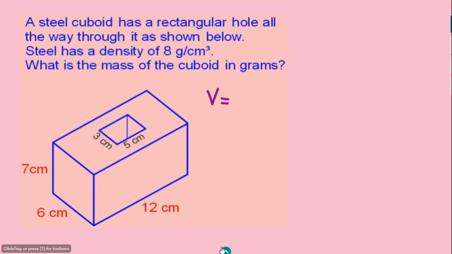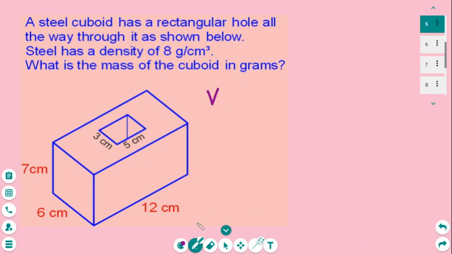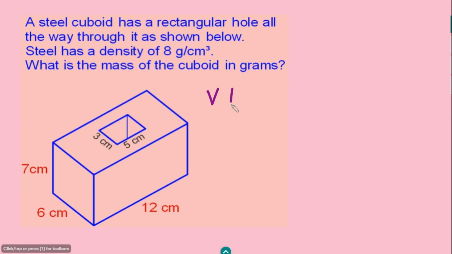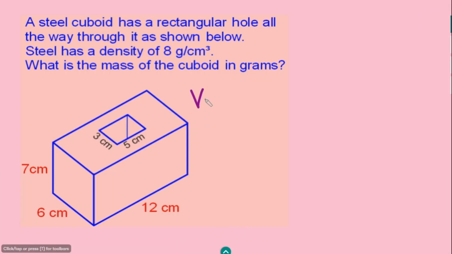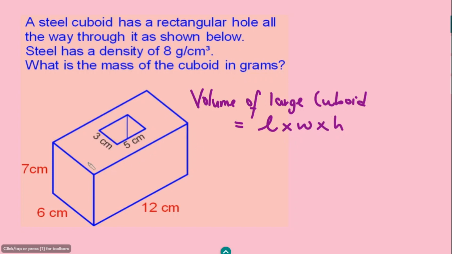I think I just have to write it here so that you know which one I'm really calculating. I like to put it more clearly; I don't want to make an assumption here. The volume of the large cuboid can be calculated as the length times the width times the height. Here the length is 12, the width is 6, and the height is 7. If you multiply this out, you're going to have 504 centimeters cubed.